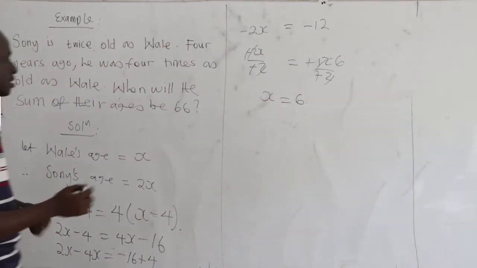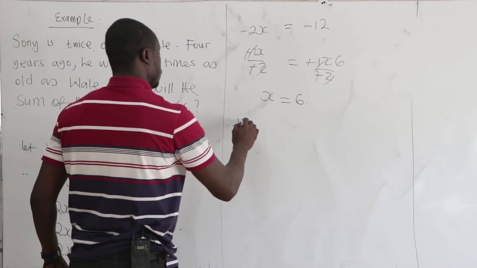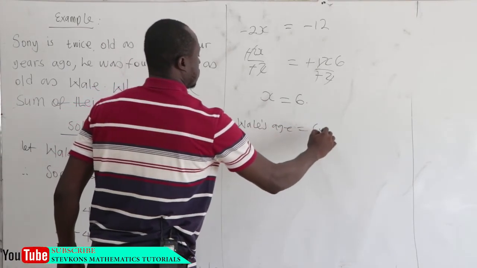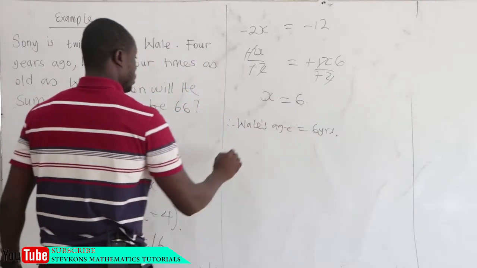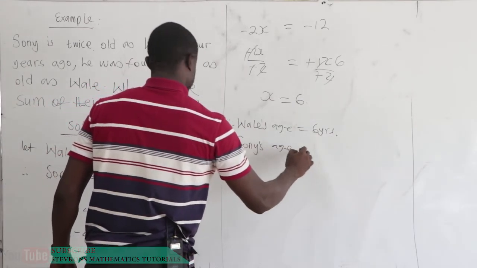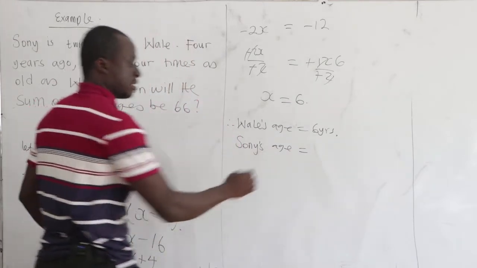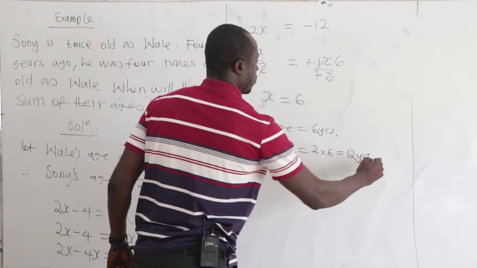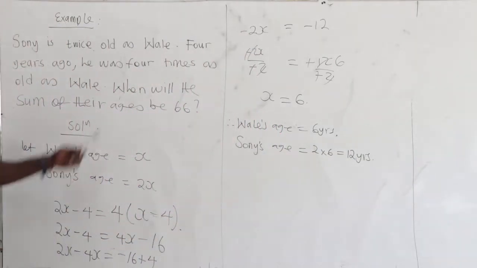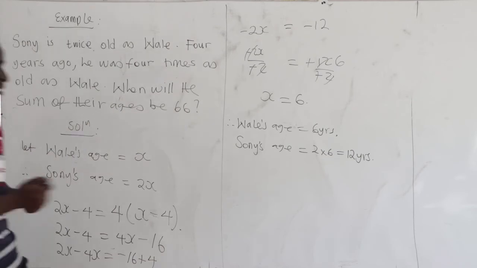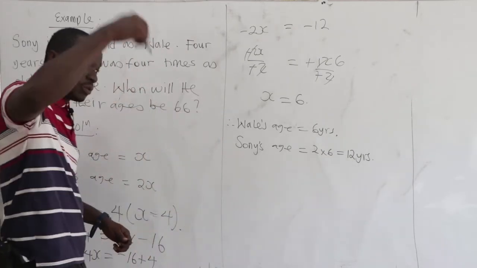Hence, Wally's age is 6 years. And then Sonny's age, that is 2x, so 2 times 6, that is 12 years. Now what are we to do? When will the sum of their ages be 66? Now, when? So in future, when?